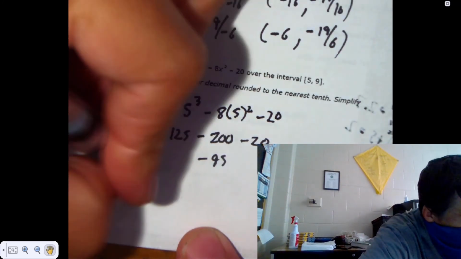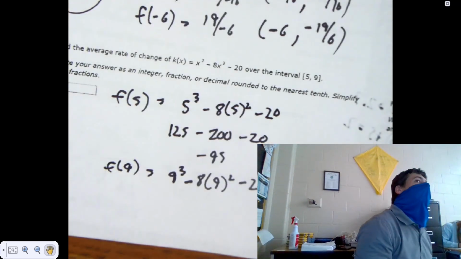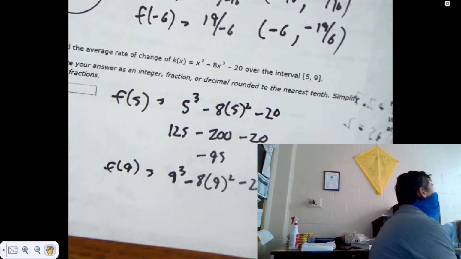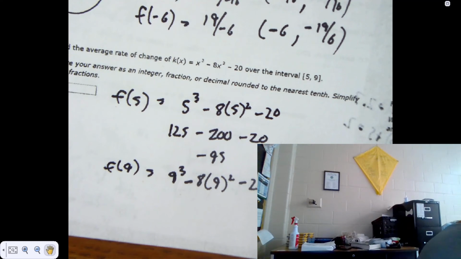Find f of 9. Plug in a 9. 9 cubed minus 8 times 9 squared minus 20. I don't guess anybody knows what 9 cubed is, do you? That's 9 squared, son. You multiply by 9 again. 729. Did you do that in your head or did you do it with a calculator? 729 is right.